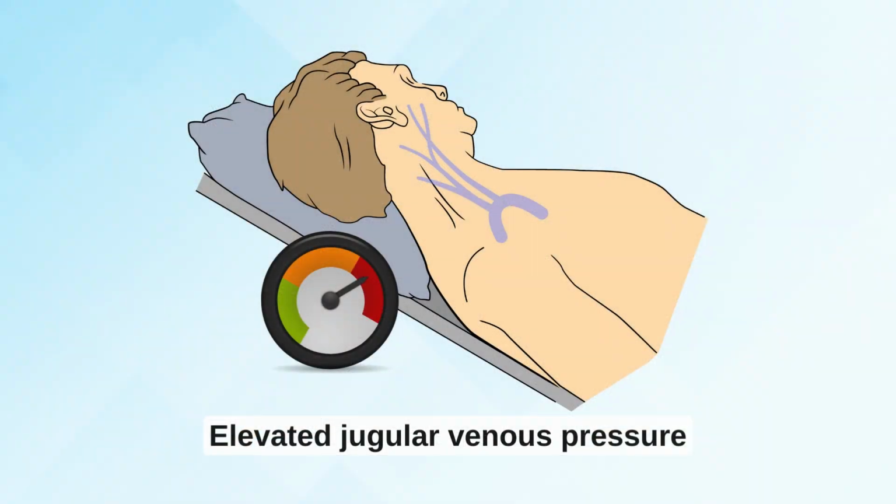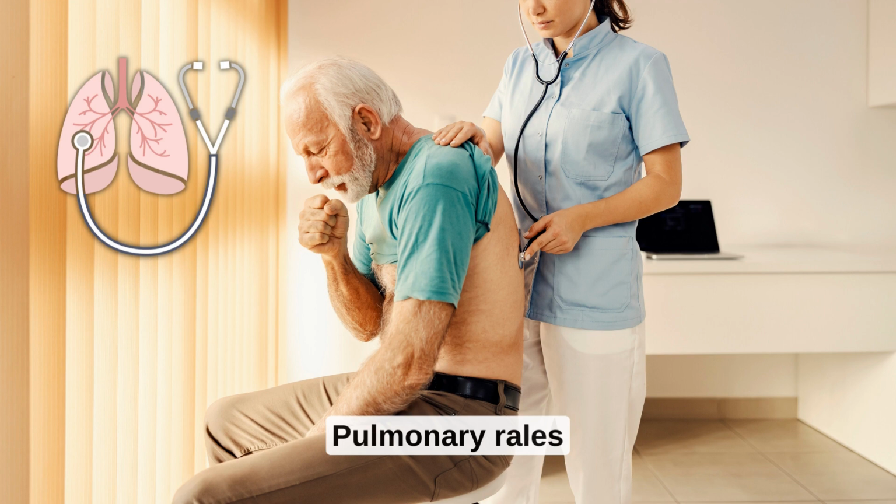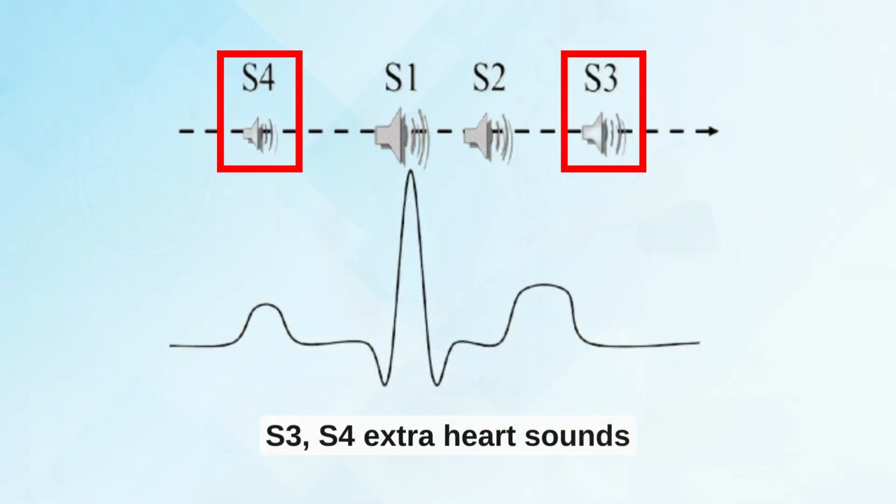The signs, as we said, are edema, so lower leg edema, for example, elevated jugular venous pressure, meaning that the veins in the neck region are distended. So due to the pressure, it's distended, and therefore we call it elevated jugular venous pressure. We can see pulmonary rales, and that is when we auscultate the lung with the stethoscope. We can also hear extra heart sounds like S3 or S4 sounds. We call them extra heart sounds.